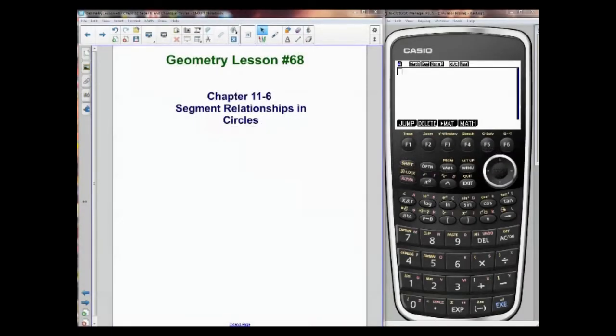Okay, here's the second one of the series, and I'm going to give you 3 examples on chord-chord relationships out of chapter 11-6. And let's go ahead and get started.